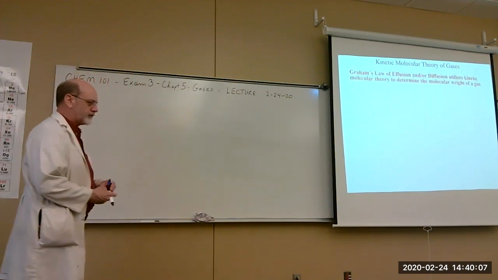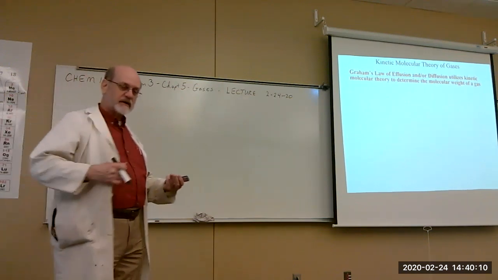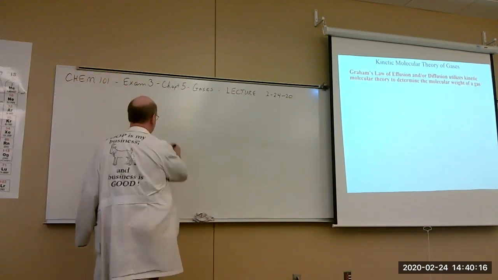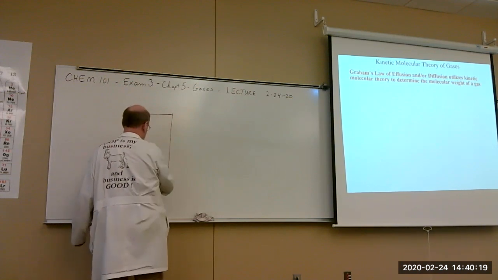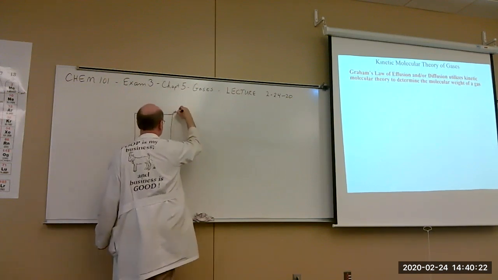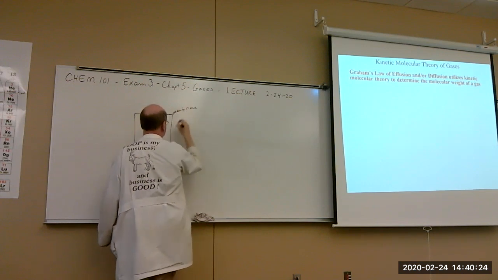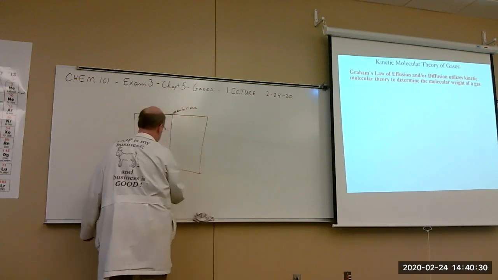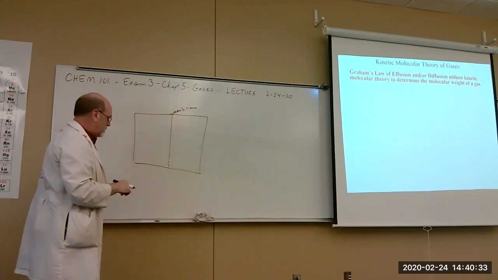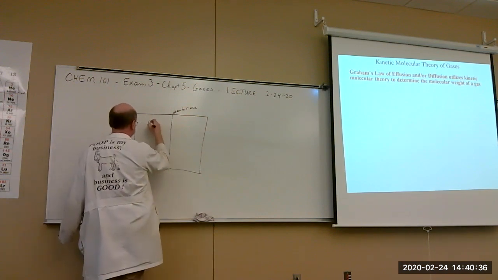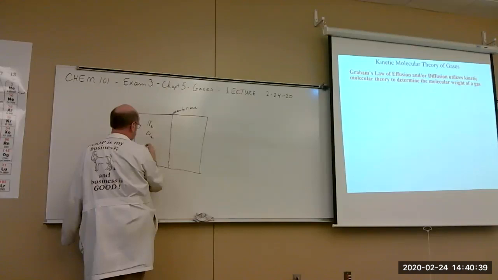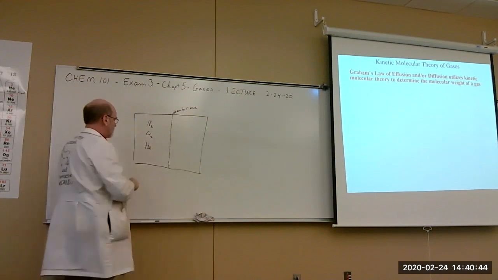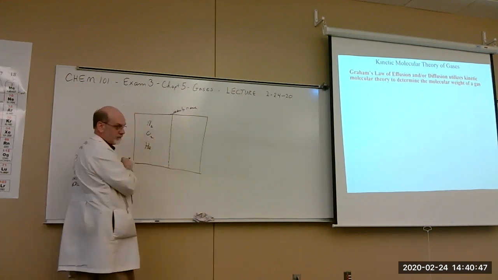So how can we use this information? The lighter gases move faster. The heavier gases move slower. So if you have a porous membrane, here's our membrane. Right, so it's got little holes in it. Right here. And we've got a mixture of gases over here. Let's just say, for argument's sake, nitrogen, oxygen, and helium. These two are moving much slower than helium.